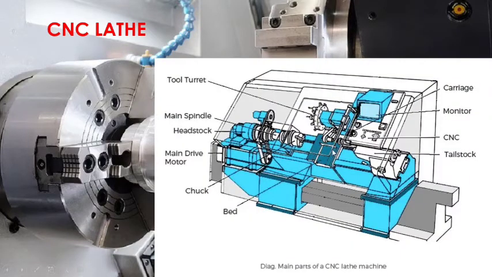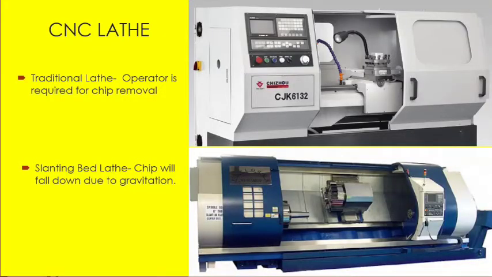This diagram shows different parts of the CNC lathe machine. Everyone must understand different parts of lathe machine. Nowadays CNC machines come with slanted bed, which helps in automatic removal of chip after CNC operations. Here you can see the machine with slanted bed. Earlier machines used to have horizontal bed in which operator is required for chip removal after CNC lathe operations.